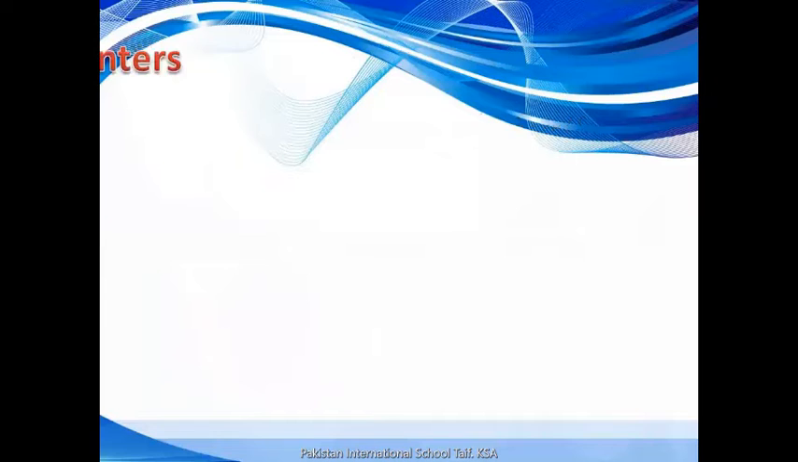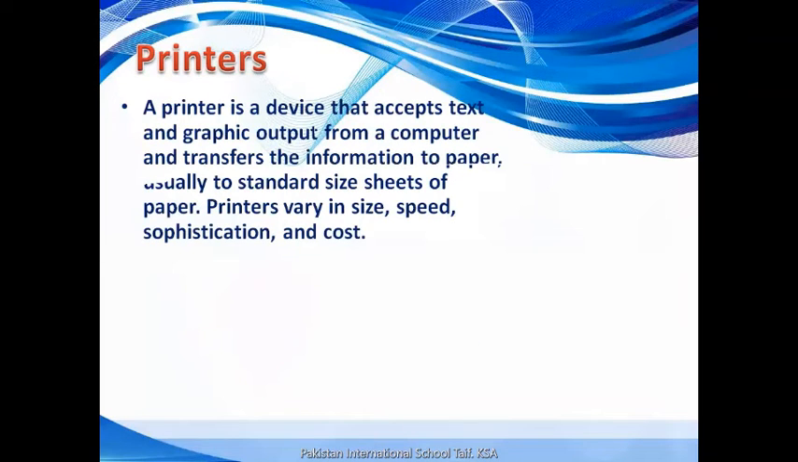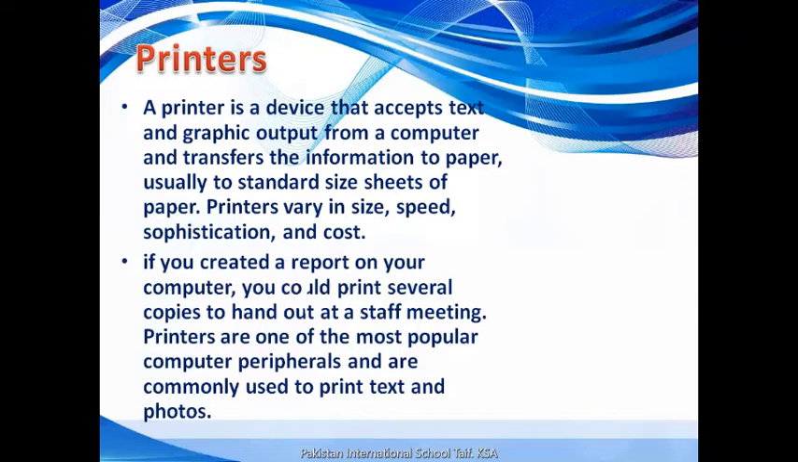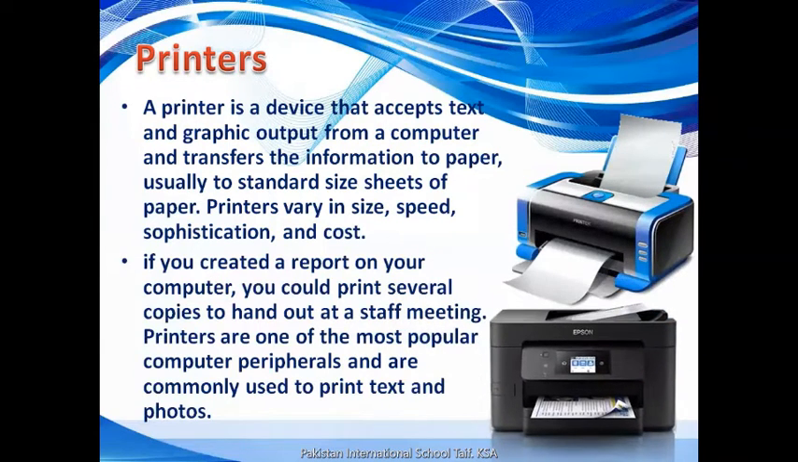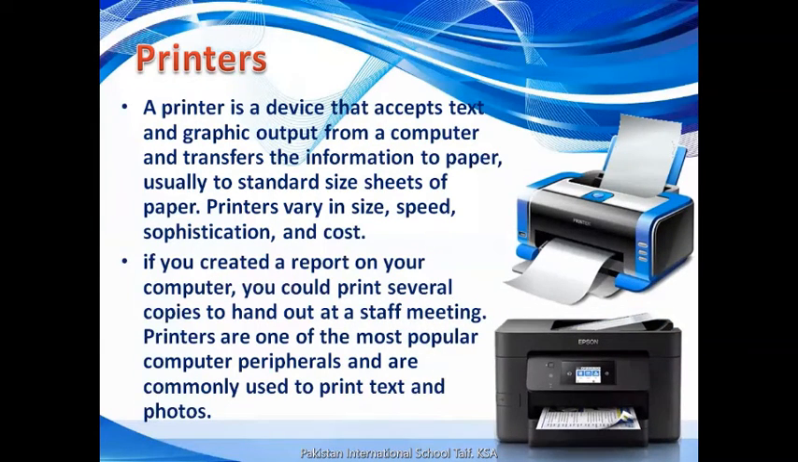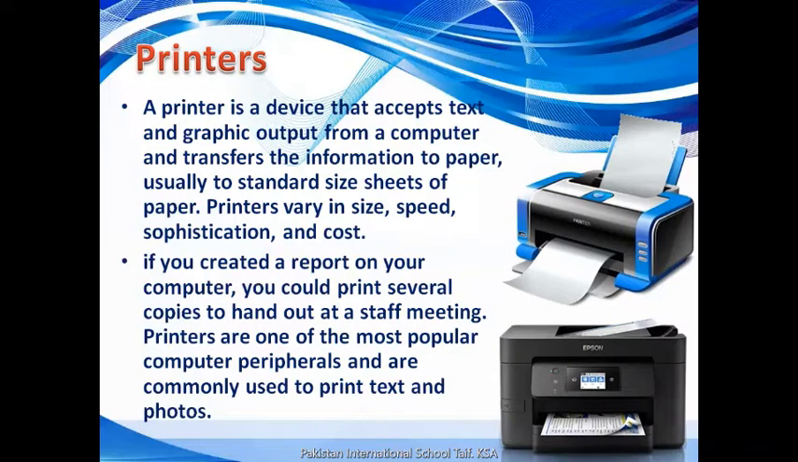So let's start with the hard copy devices. The first hard copy device is the printer. A printer is a device that accepts text and graphics output from a computer and transfers the information to paper, usually to standard size sheets of paper. Printers vary in size, speed, and cost. If you create a report on your computer, you could print several copies to hand out at a staff meeting. Printers are one of the most popular computer peripherals and are commonly used to print text and photos easily.